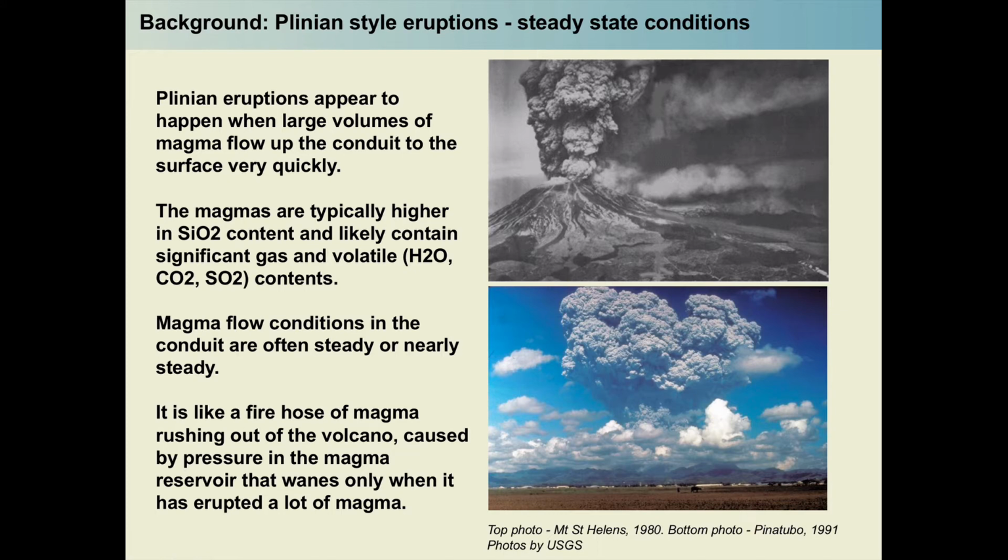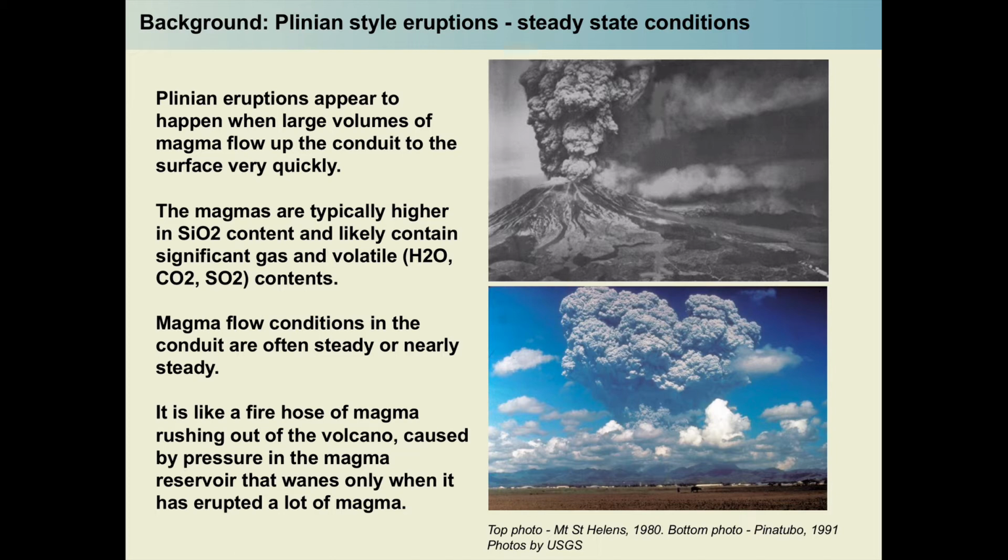So Plinian eruptions appear to happen when you have large volumes of magma that flow up the conduit to the surface very quickly. So magma ascent rate is really fast. The magmas are typically higher in SiO2 content. They're more viscous. They contain significant gas and volatile contents. The flow conditions in the conduit are often steady or nearly steady state, and this produces a fire hose-like geysering of ash, fragmented magma rushing out of the volcano.